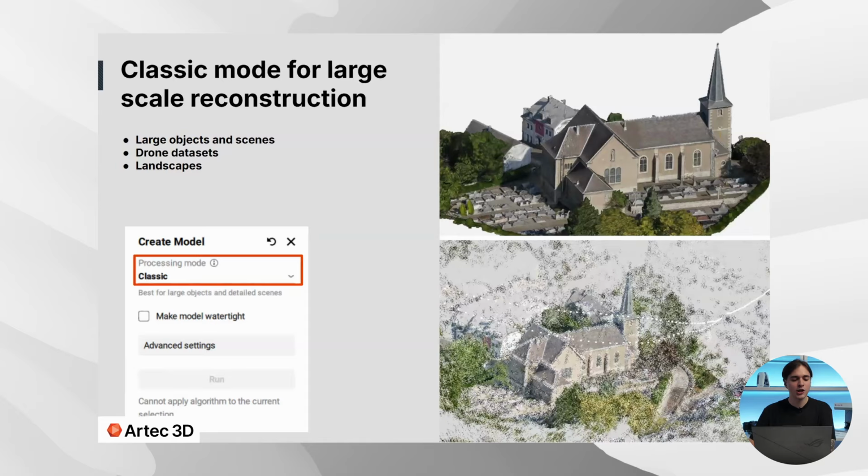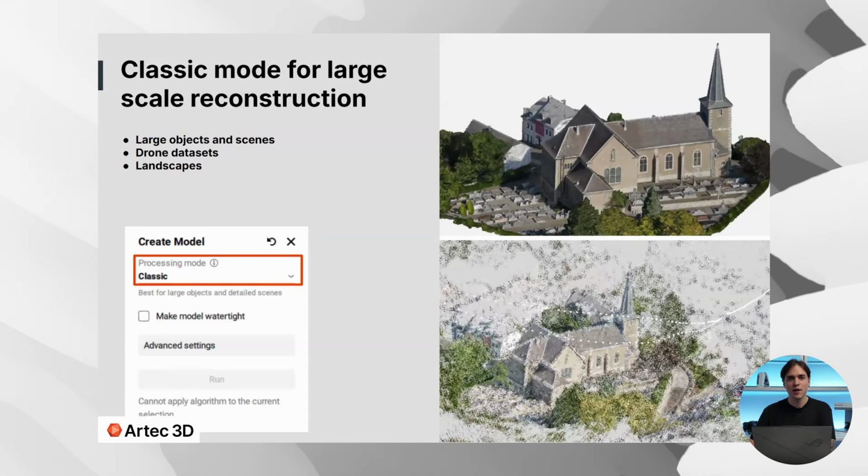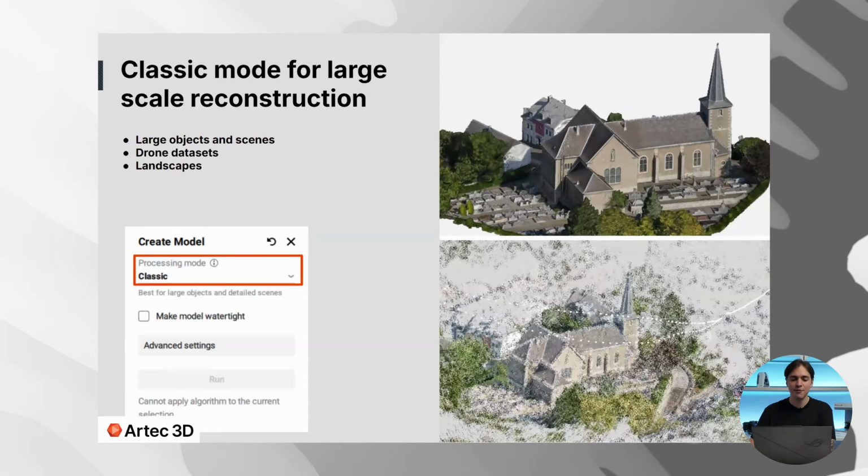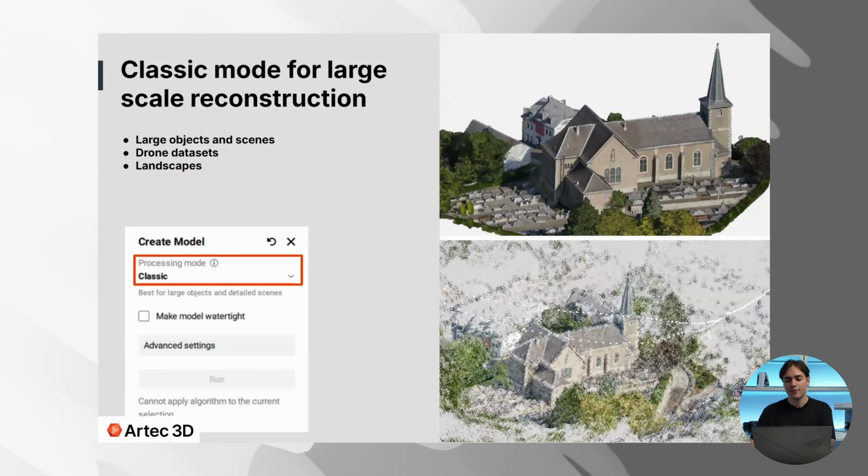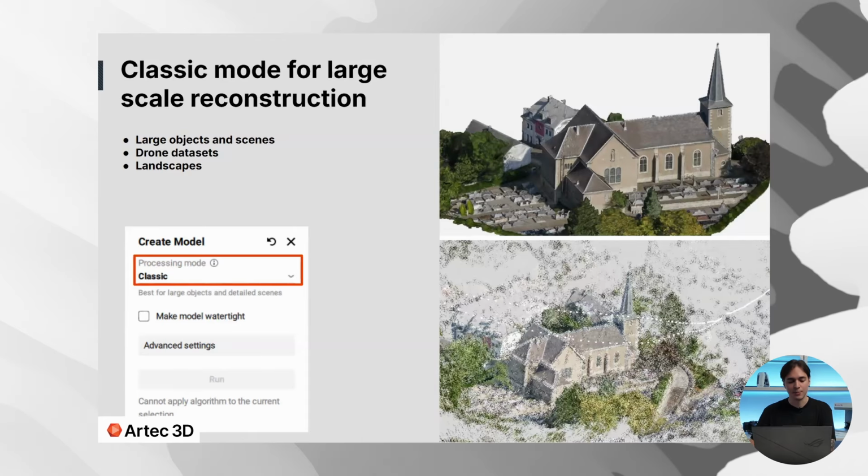It's suitable for large objects and scenes. If you have a drone dataset, please definitely use the classic mode. It would work the best. And finally, if you're scanning landscapes, then the AI photogrammetry mode would work really well. As you can see on this slide, here is a really great example that has been reconstructed with the classic mode.